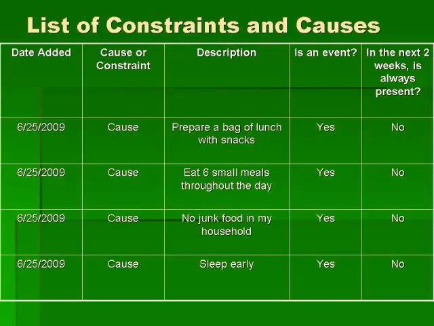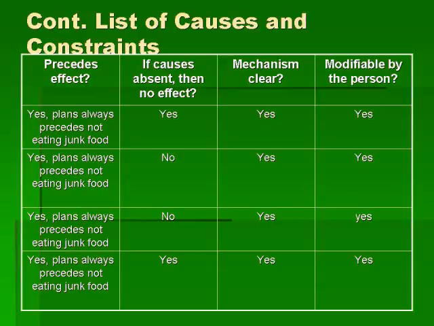No. Thirdly, no junk food in my household. Is this an event? Yes. In the next 2 weeks, is it always present? No. Lastly, sleeping early. Is this an event? Yes. In the next 2 weeks, is it always present? No. This slide is just a continuation of the previous slide. It continues to question my causes, whether or not it follows the criteria used to evaluate a cause.